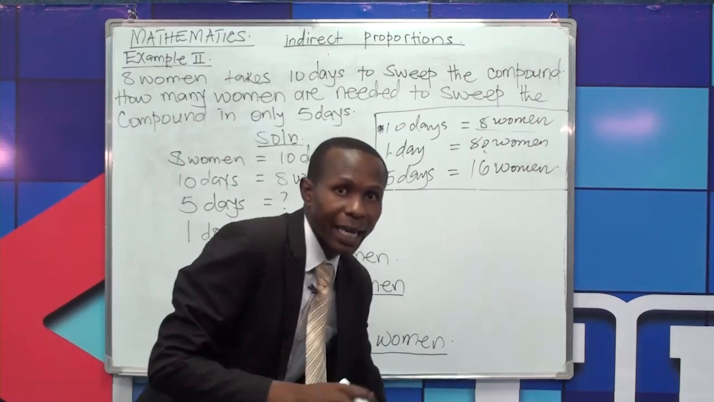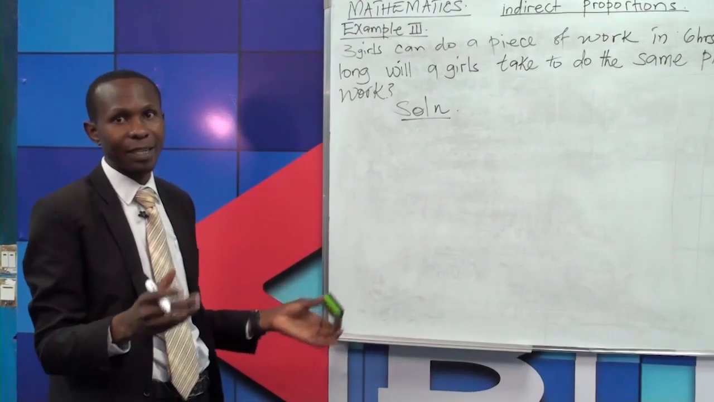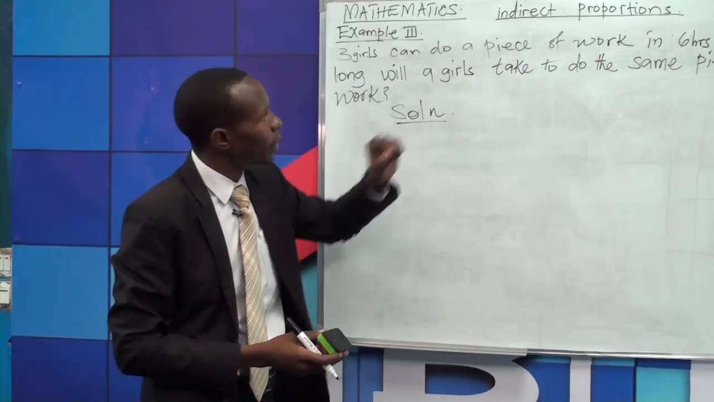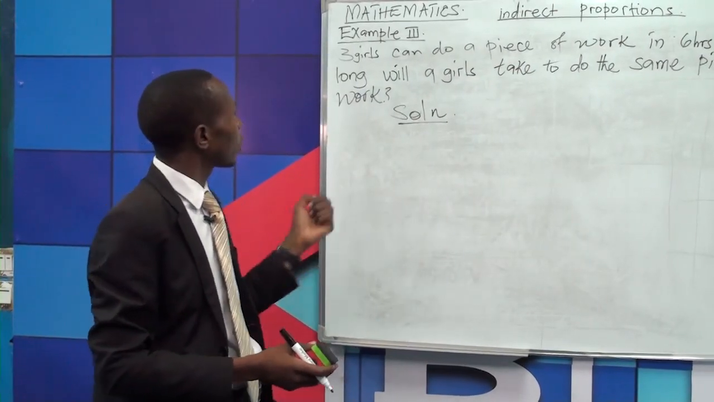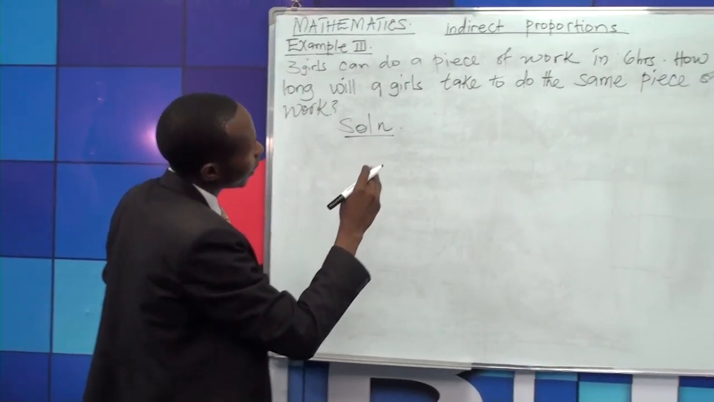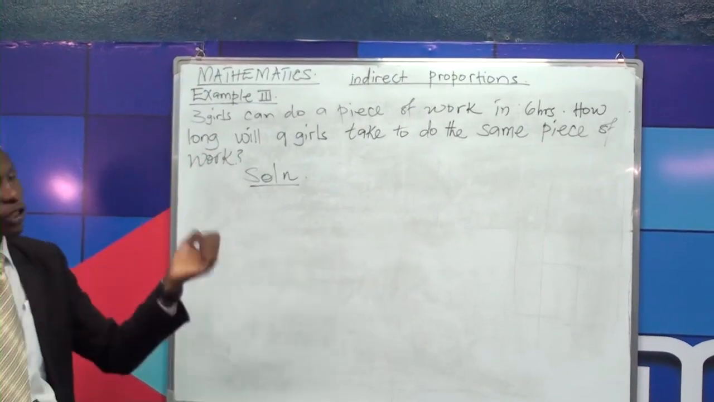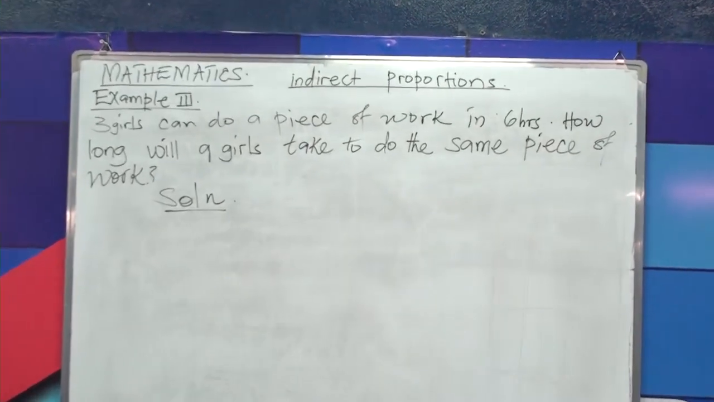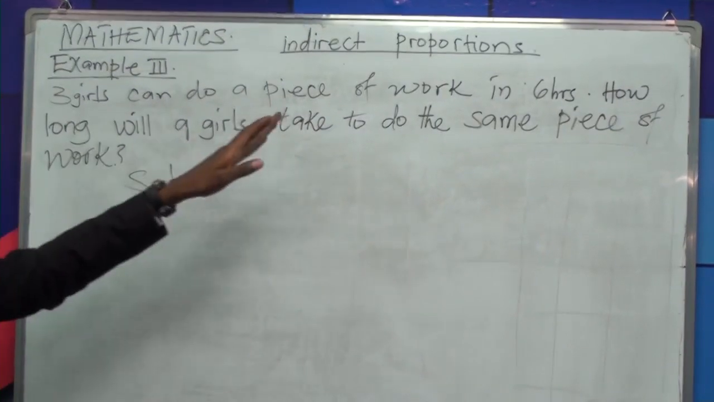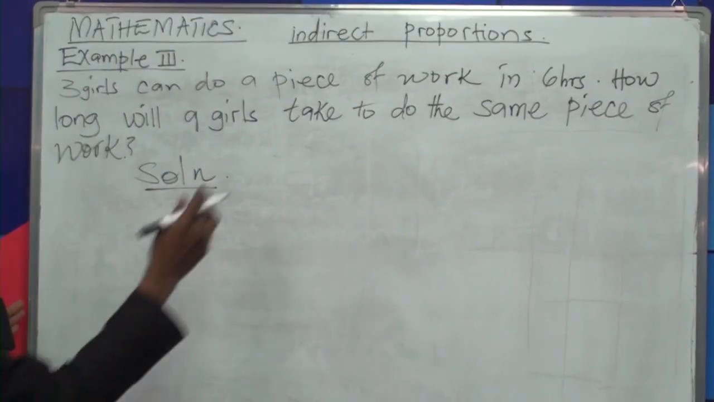let's switch on to example 3 and we see what we shall have to look at. So I want us to continue with example 3. Example 3 says, 3 girls can do a piece of work in 6 hours. How long will 9 girls take to do the same piece of work? So when we look at this question in relationship to the first 2 examples, there is a certain difference that you can identify. Here they have given you 3 girls doing the same piece of work. How long do they take? They take 6 hours.